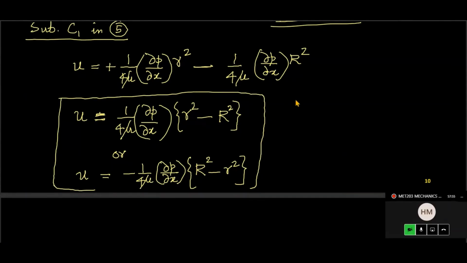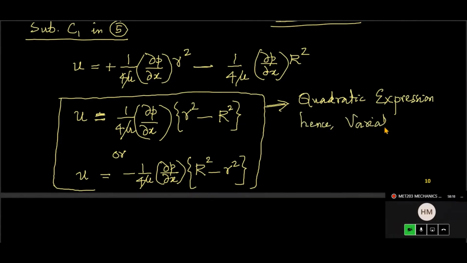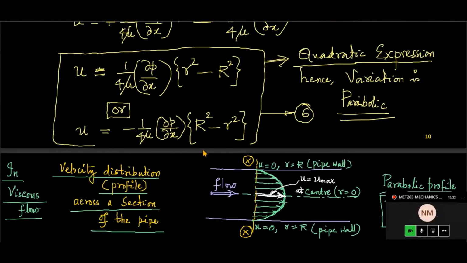Incidentally, this is a second degree expression, a quadratic expression, because u varies as the square of the radius. So it is a quadratic expression, hence the variation is parabolic. Please do remember this much when we pass on to the next topic. The variation is parabolic. Either of these two forms you can make use of.